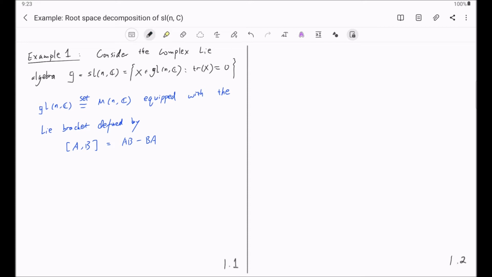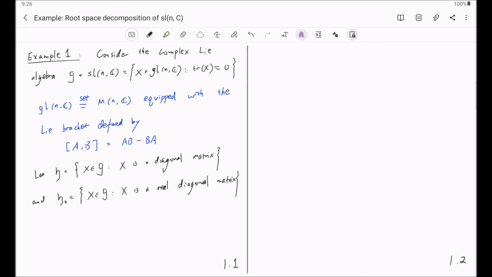And now let us introduce some Lie subalgebras of g. First, let h denote the Lie subalgebra of g consisting of diagonal matrices. And let h_0 denote the Lie subalgebra of all real diagonal matrices in g. Namely, every matrix in h_0 has only real entries.